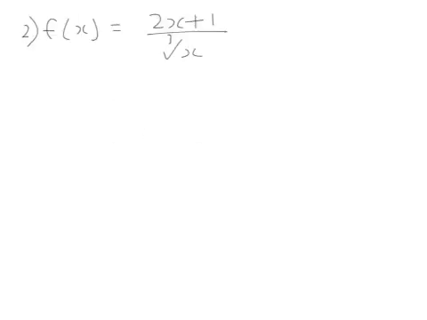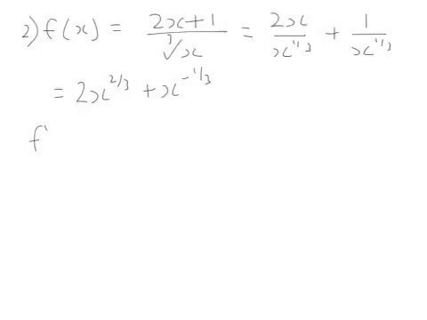For question 2, the simplest way is to split this up. You could treat this as a quotient, but the simplest way is to split this up. So it's 2x over x to the power 1/3 plus 1 over x to the power 1/3. So x divided by x to the power 1/3, that's x to the power 2/3. And 1 over x to the 1/3, that's x to the minus 1/3.